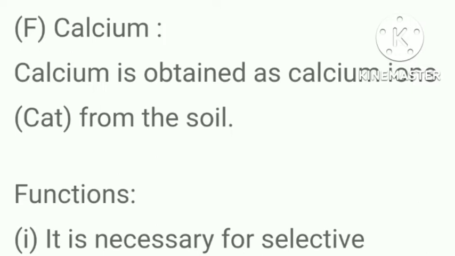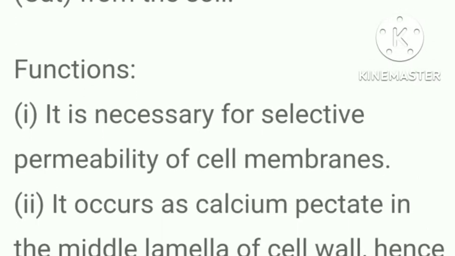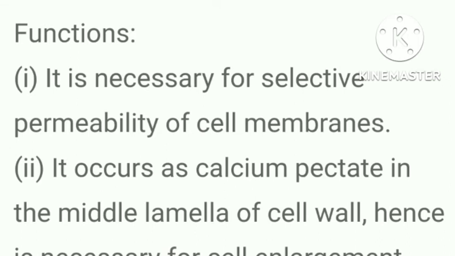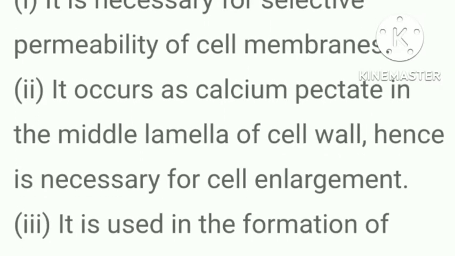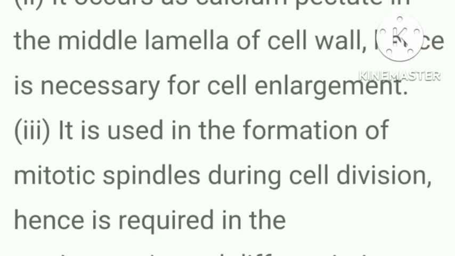Next, calcium. Calcium is obtained as calcium ions Ca++ from the soil. Functions: it is necessary for selective permeability of cell membranes. It occurs as calcium pectate in the middle lamella of the cell wall, hence is necessary for cell enlargement.